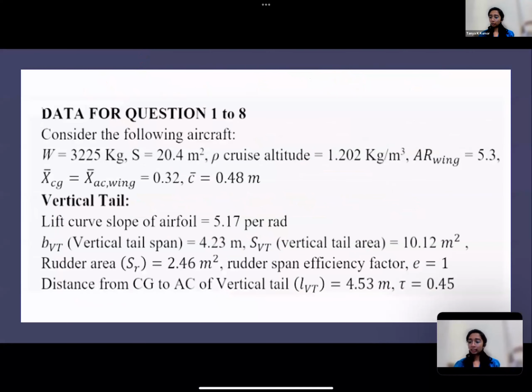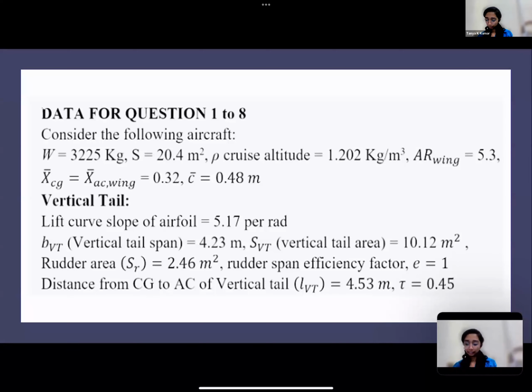Okay. Now look at these questions. This is from your assignment 5. Consider the following aircraft. They've given you the weight. They've given you S, the area, the cruise altitude density. They've given you aspect ratio of the wing. XCG is equal to XAC of the wing. XCG of the aircraft is the XAC of the wing. It is 0.32. They've given you mean aerodynamic chord 0.48.